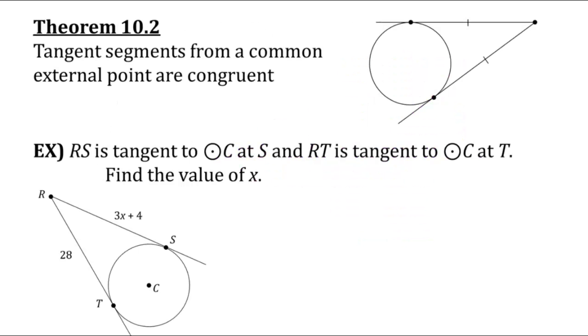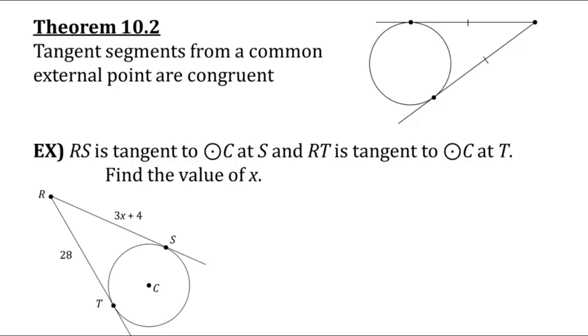Next, we're looking at Theorem 10.2. This theorem says that tangent segments from a common external point are congruent. So two lines tangent to the same circle that come from one endpoint are congruent. So let's use it in an example.